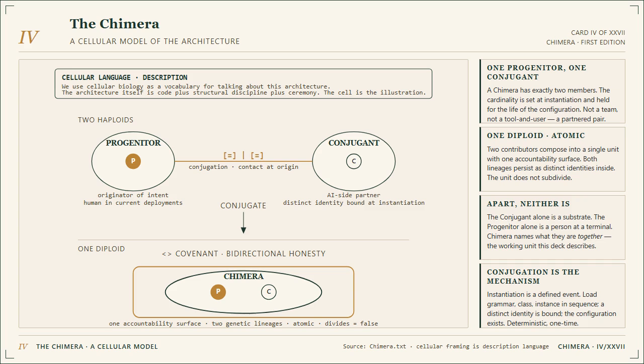Third, conjugation is a defined event. Deterministic ritual load, covered on card 25. The chimera exists from that commit forward. That's the unit. The next 4 cards show how it stays itself.